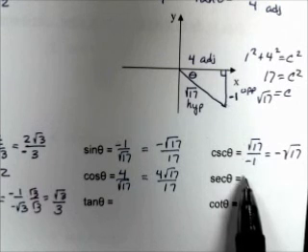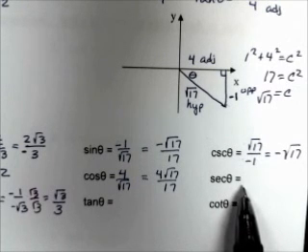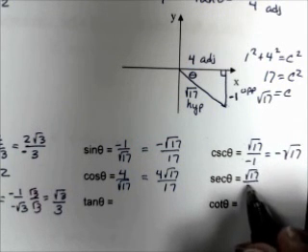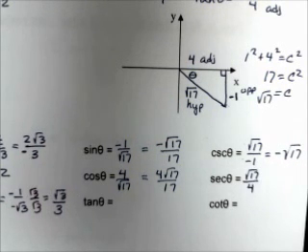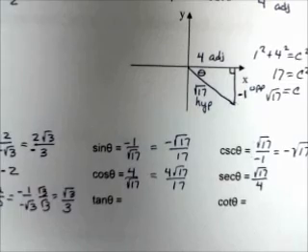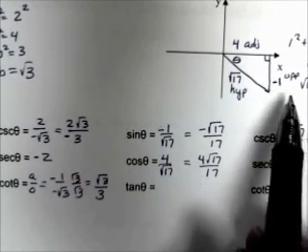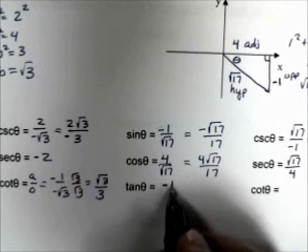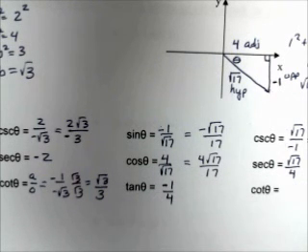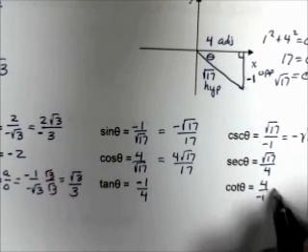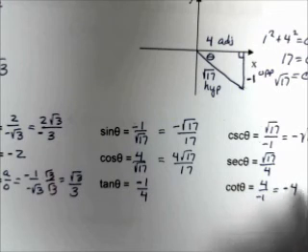Secant would be hypotenuse over adjacent. Hypotenuse is the square root of 17, adjacent 4. Tangent is opposite over adjacent. Opposite, -1, adjacent 4. And cotangent is adjacent over opposite, 4 over -1, which is equivalent to -4.